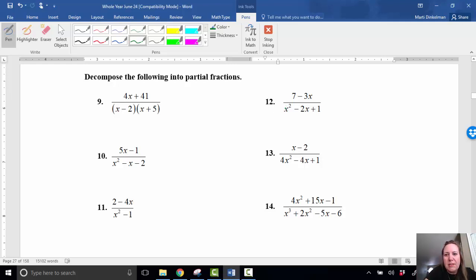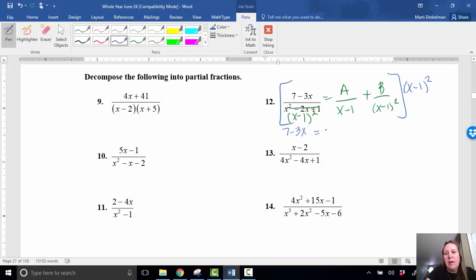So what I want to do with number 12 is write it as x minus 1 squared. And then remember with repeated factors, I have to do it a little bit differently. So a over x minus 1 and b over x minus 1 squared. Next step, multiply by the least common denominator, which is just x minus 1 squared. That's the least common denominator. So everything cancels here. I'm just going to have 7 minus 3x. I'm going to have a, only one of those is going to cancel, so a times x minus 1. And with b, they're all going to cancel.